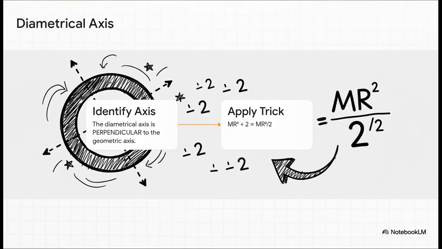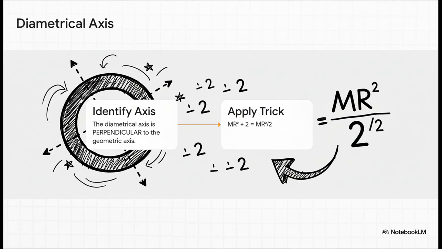Okay, next up, what about the diametrical axis? The one that slices right through the center but lies flat in the plane of the ring. Well, this axis is perpendicular to our original geometric axis. So we use our second trick, just divide by 2. We take our base formula, mr squared, divide by 2, and the answer is mr squared over 2.